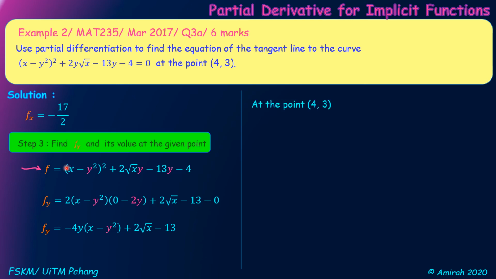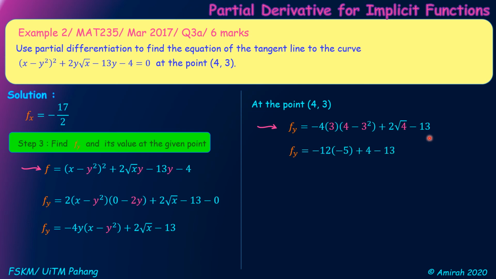Alright, after we find fy, then we can find the value of fy at the given point 4, 3. So our fy equals negative 4 times (x minus y squared), then we replace y by 3. And then x here equals 4, so 4 minus 3 squared, plus 2/3 square root of, we replace x by 4, and then minus 13.